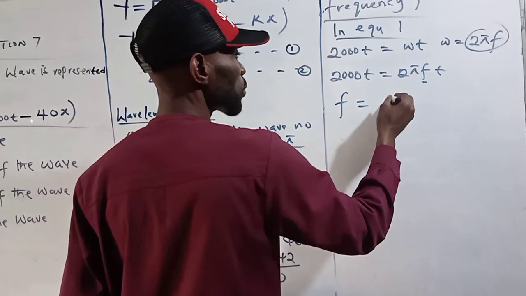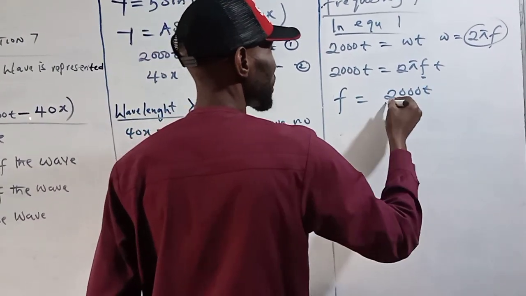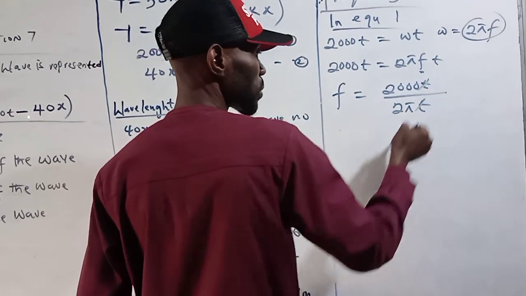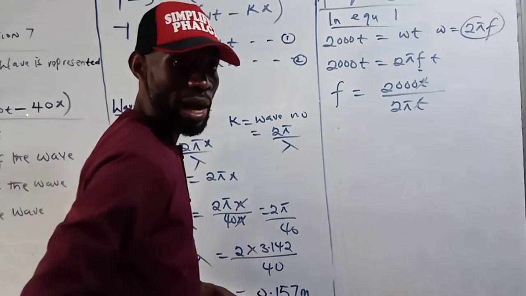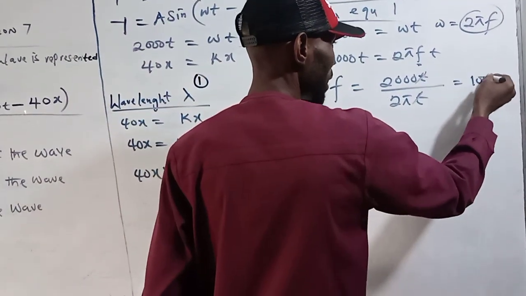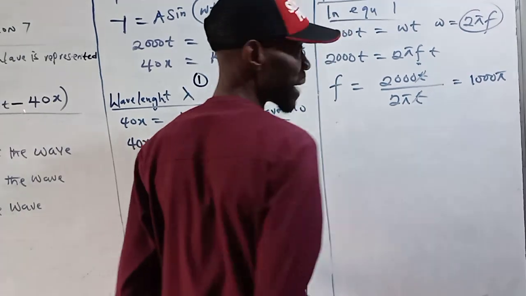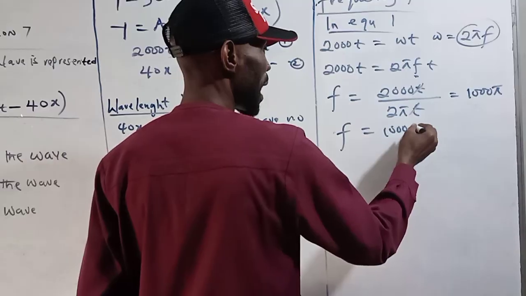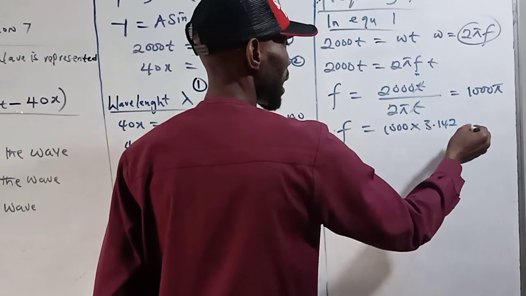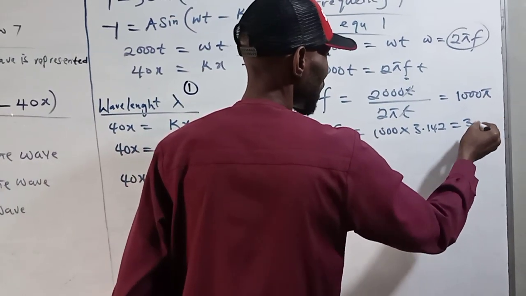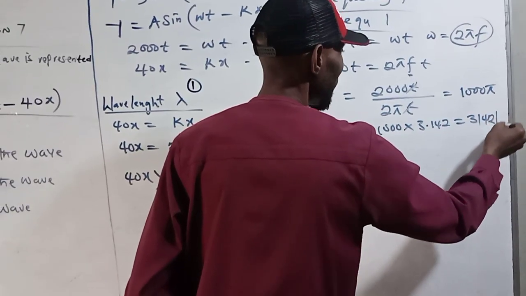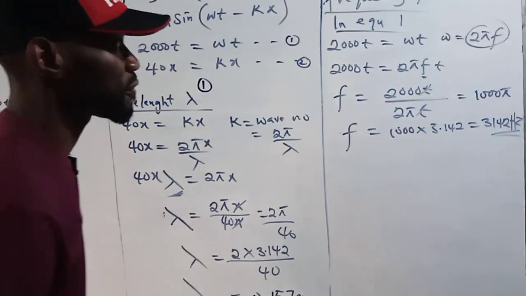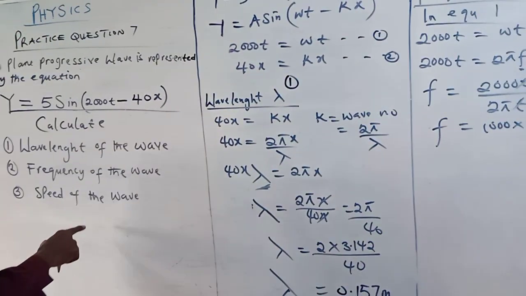So the frequency will be equal to 2000t divided by 2 pi t. Here also t cancels out. So we are left with 2000 over 2 pi, and that is equal to 1000 pi. And we know that pi has a value of 3.142. So the frequency will be equal to 1000 times 3.142, and that is equal to 3,142 hertz. Remember, the unit of frequency is hertz. That is the frequency.